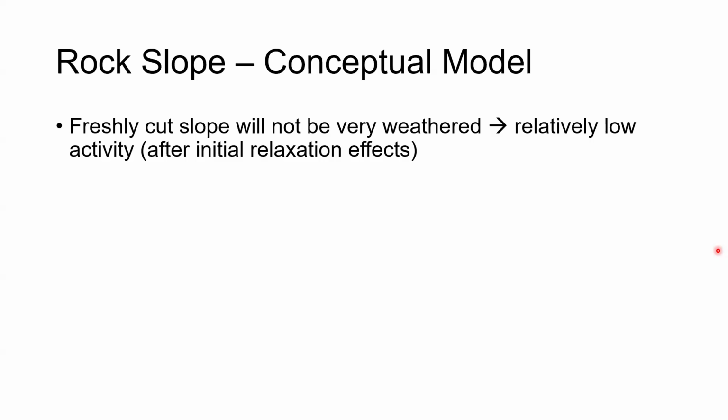The idea is that your freshly cut slope is not going to be very weathered. It's going to be nice, fresh rock. That's basically the strongest your rock mass is ever going to be. Now, there are going to be potentially some initial relaxation effects when you cut the slope and the slope is relaxing, releasing those stresses that were previously locked in. You may see for a few months a period of increased rockfall activity. But after that, we're at basically a minimum point for rockfall activity.